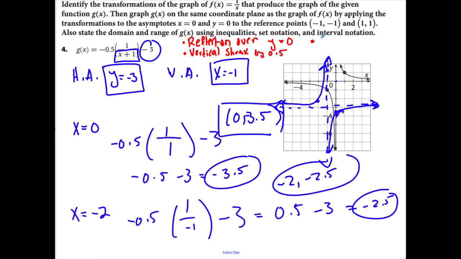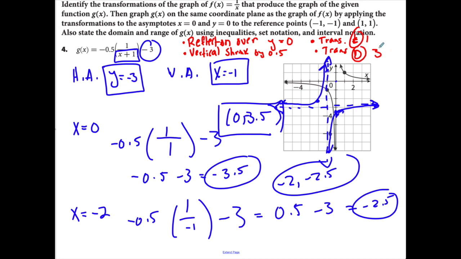You have a translation to the, now think about this is positive, so you're going to the left by 1, and then you have a translation, I'll maybe just do an L, translation down by 3.